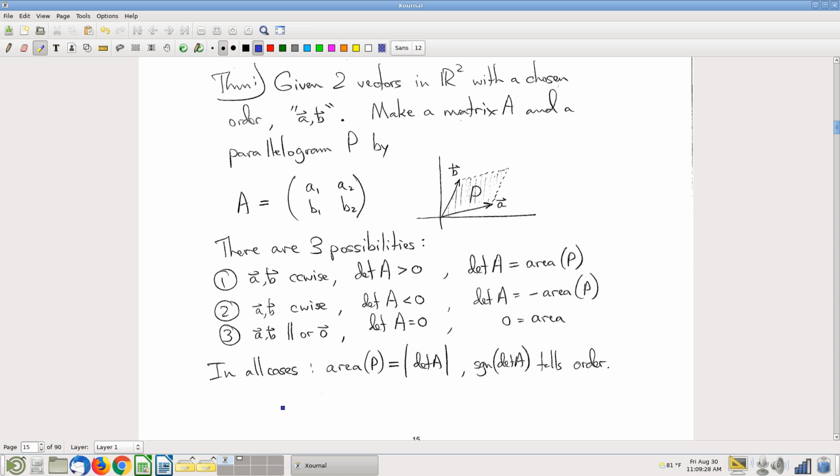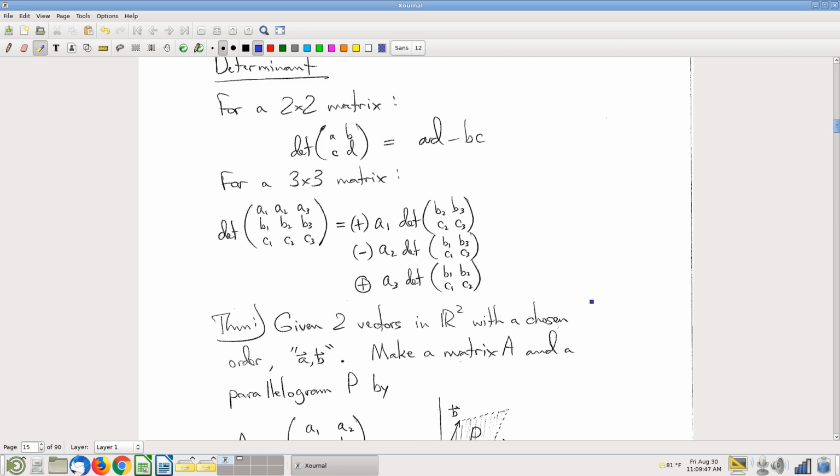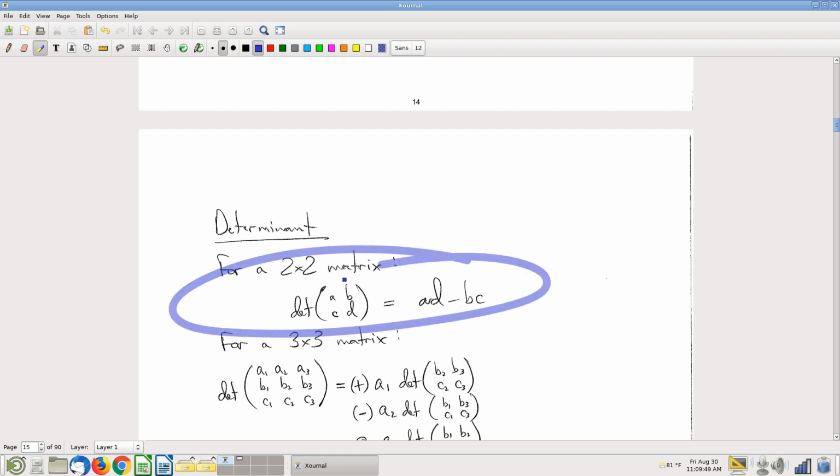Okay. All right. So here are the three possibilities. The determinant is either positive or negative or zero. That tells you about order, clockwise, counterclockwise, or neither, and it tells you about area as well. Okay, so that's why this wacky little formula is interesting geometrically.